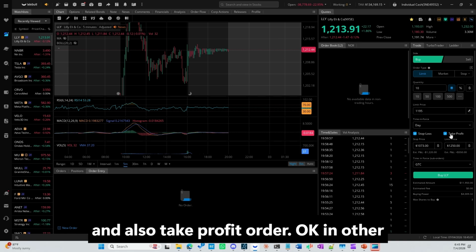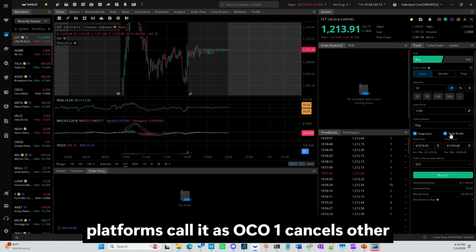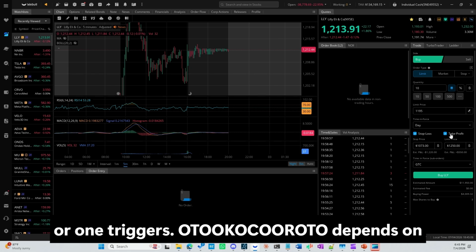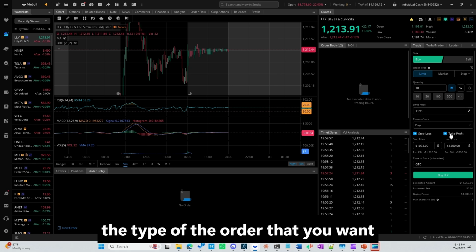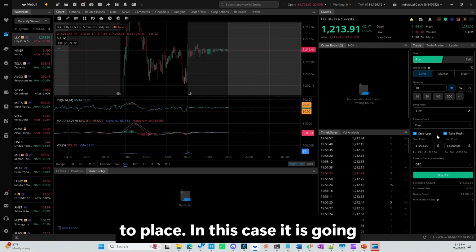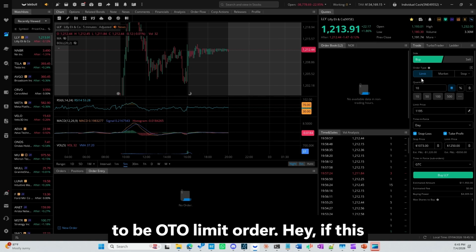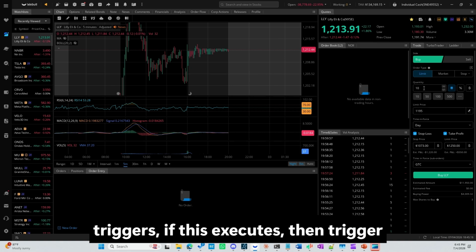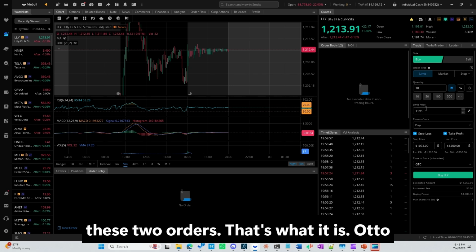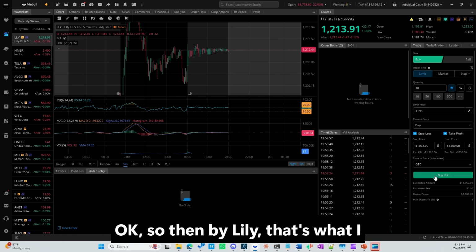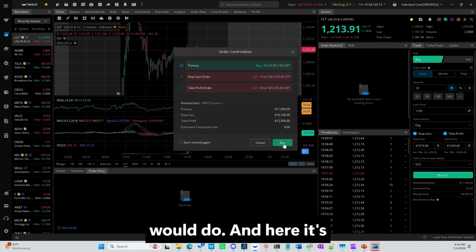Other platforms call it OCO, one cancels other, or one triggers other, OTO. OCO or OTO depends on the type of order that you want to place. In this case, it is going to be OTO. Limit order: if this executes, then trigger these two orders. That's what OTO is. So then buy Lilly. That's what I would do.